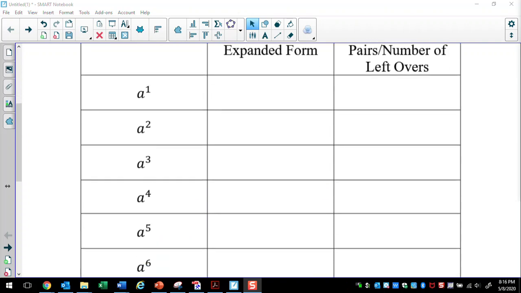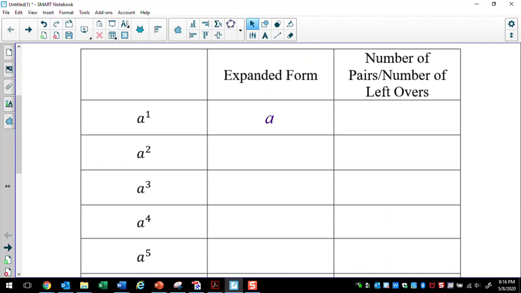So if I have a to the first power, what would that look like in expanded form? Well, this really just means I have an a. So with that a, how many pairs do I have? Well, a pair means two. So since there's only one a, I don't have any pairs. All right. How many would then be left over? Well, just one. So I have one left over.